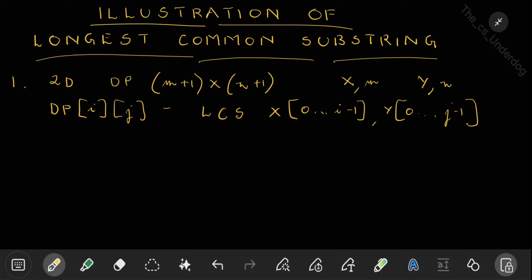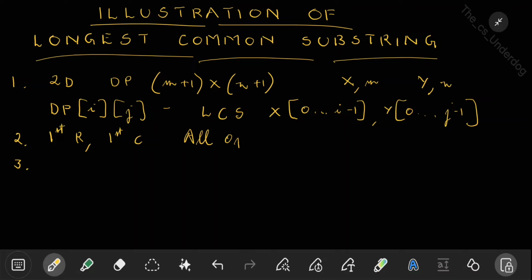What is the next step? We already learned that the second step is to initialize your DP table. Your first row and first column both have to be initialized to all zeros. In the first row and first column, you will have all zeros. What is the next step?